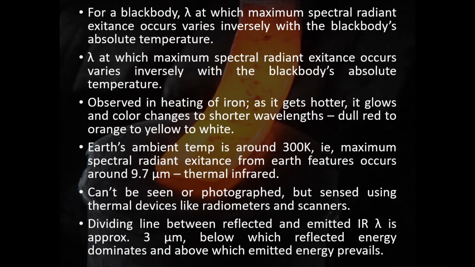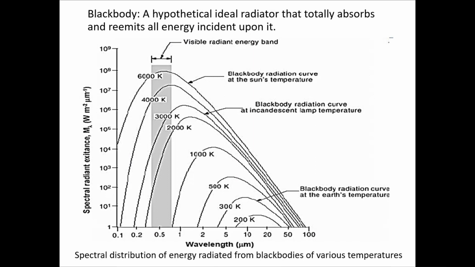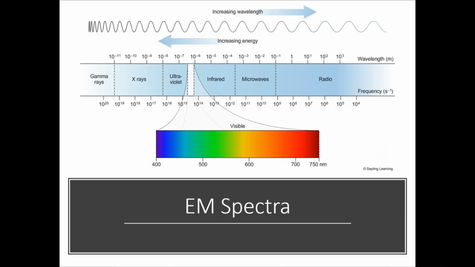Similarly, the Earth's ambient temperature is about 300 Kelvin, as I mentioned. So the maximum spectral radiant excitance of the Earth's features occurs around 9.7 to 9.8 micrometers. That falls in the thermal infrared, isn't it? The peak happens at around 10 micrometer for the Earth's surface features, so that falls in the thermal infrared region.